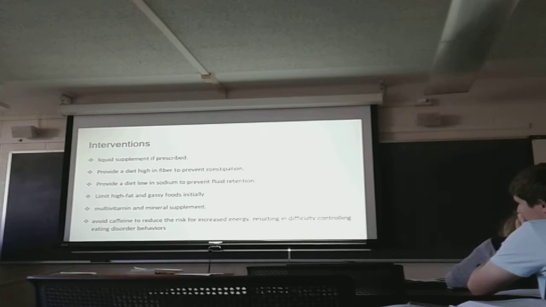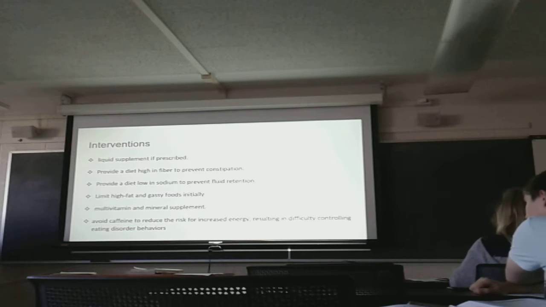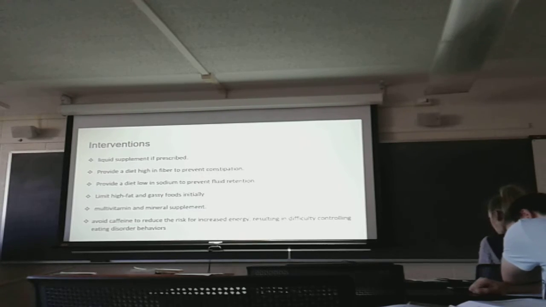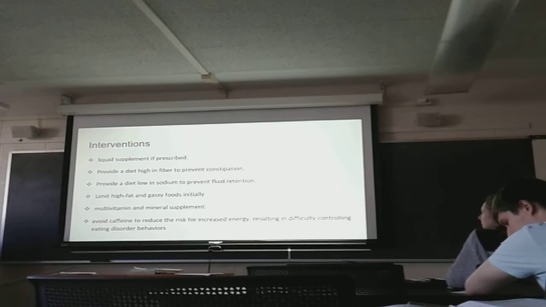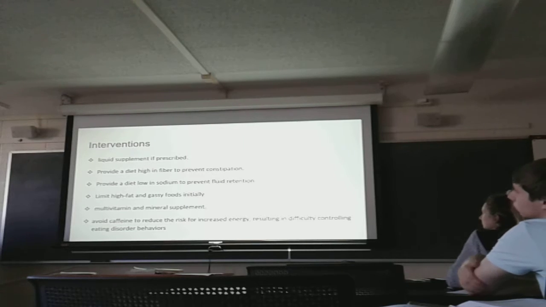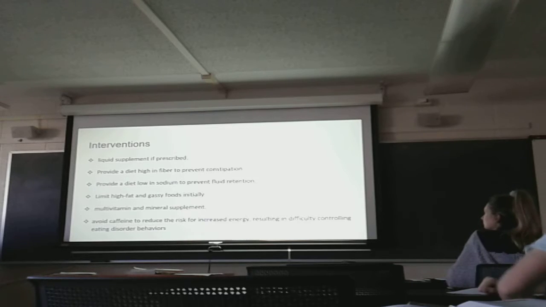You want to prevent constipation, so you are gonna include fiber in their diet. You don't wanna feed them too fast, because I think you learned about this in 100, the refeeding syndrome, and it can cause electrolyte imbalances. Limit high fat and gassy foods initially, so you don't want them to feel bloated. You wanna prevent fluid retention, so you're gonna avoid sodium or keep it low. Most patients on a cardiac diet are low sodium, and that's to prevent holding on to fluid.